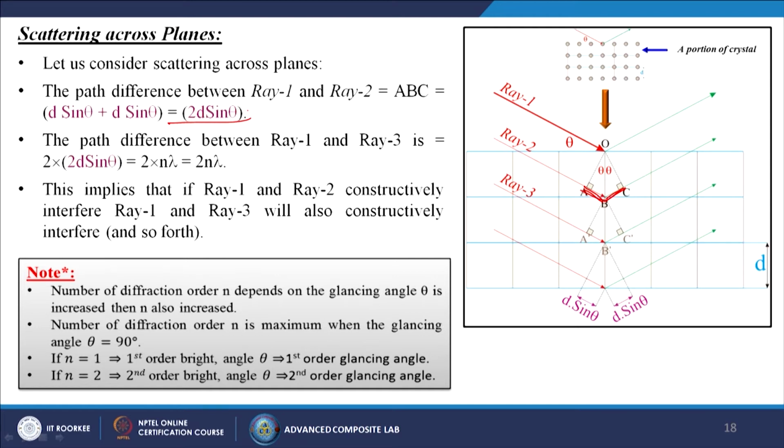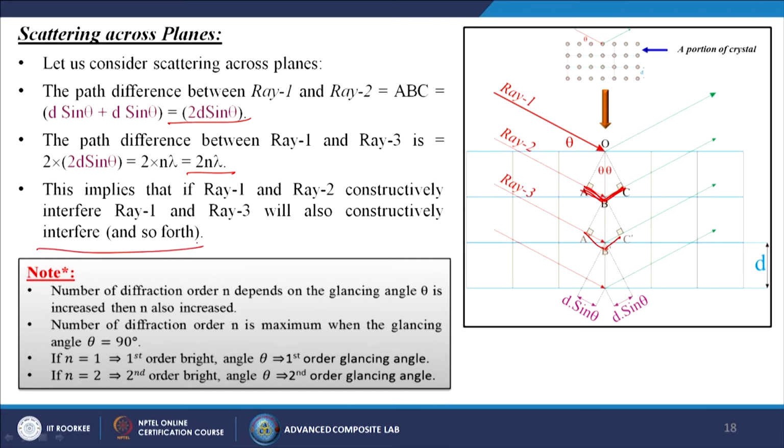So, the path difference between ray 1 and ray 3, so it will be this one and this one plus this one and this one, that means 2d sin theta multiplied by twice, that is nothing but 2n lambda. So, this implies that if ray 1 and ray 2 constructively interfere, rays 1 and 3 will also constructively interfere, that has been proved.